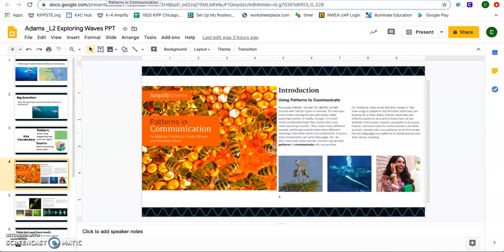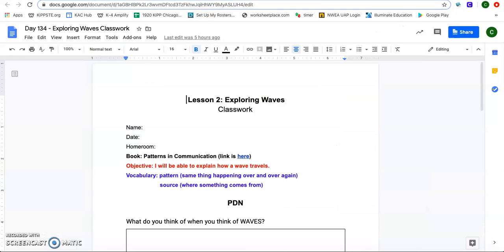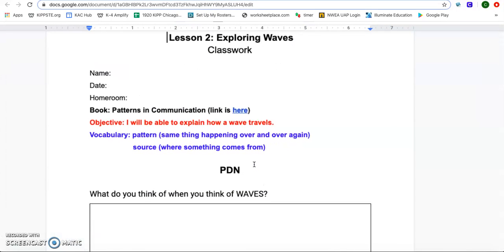Actually, before we get into the text, I want us to review our classwork. Here's our classwork. As usual, in our heading, we have all of the resources that we need. So you can go ahead and click the link here for your text, Patterns in Communication. Our objective for today: I will be able to explain how a wave travels. Vocabulary: pattern, same thing happening over and over again. Source, where something comes from.